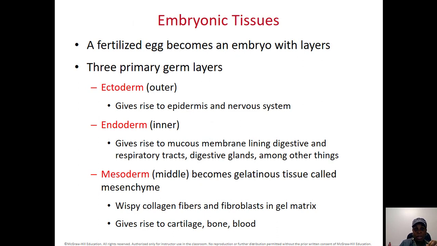During cell development, like during embryology, you will see that the outer layer, the ectoderm, will become the epidermis and the nervous system. So the top layer will be the epidermis and nervous system. The inner layer, the endoderm, will give the lining of the digestive system or the respiratory tract, the digestive glands, among others, and all the internal organs. And then the mesoderm, the middle, will be between them, which will be coming from the tissue called the mesenchyme. So it has also collagen fiber and fibroblast in gel matrix. So the mesoderm is the one that will become bone, blood, and cartilages.